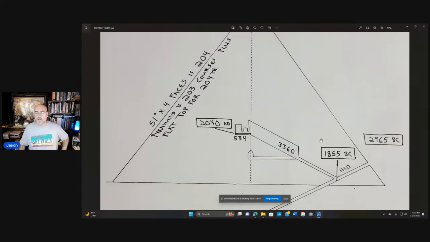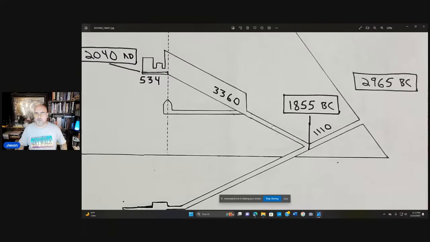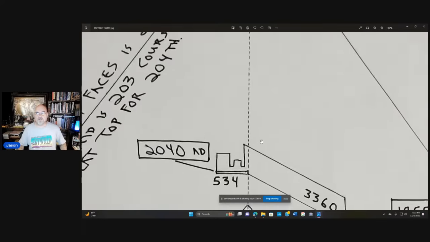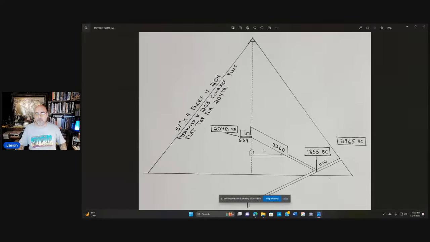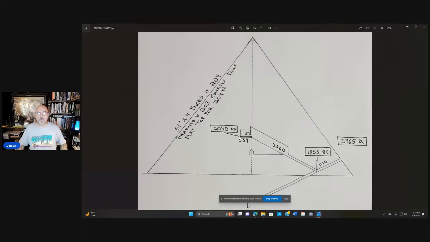Look at this. At the passage axis conjunct right here, if we start with 1855 BC, we start right here. Something to do with Sodom and Gomorrah, the Nemesis X object appears. 1855 BC, we start here, and we go up 3,360 inches to the central axis conjunct to the whole pyramid in time, and add 534 inches, which is 534 years added to 3,360 years from 1855 BC, we get 2040 AD. Anybody can do the math. Anybody can do it with a calculator.